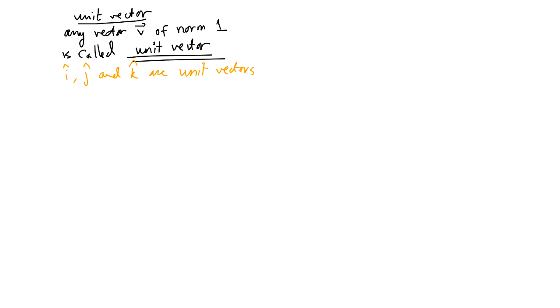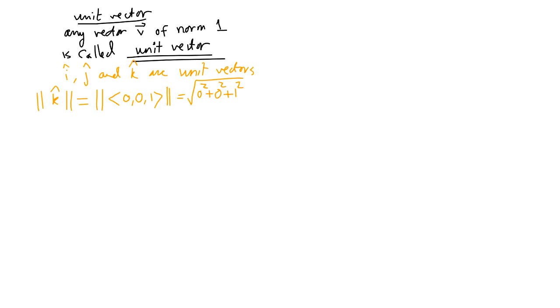Why so? If you take the norm of k, this is 0 toward the x-axis, 0 toward the y-axis, and 1 unit toward the z-axis. Now, find the norm of this vector. 0 squared is 0, 0 squared is 0, and 1 squared is 1. Then the answer is 1. Yes, exactly, Hafsa. So this is a unit vector.